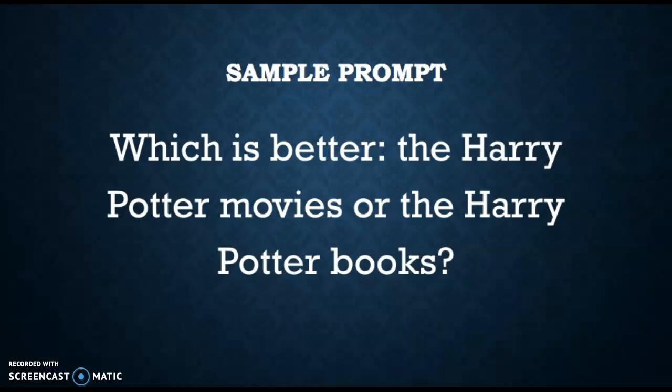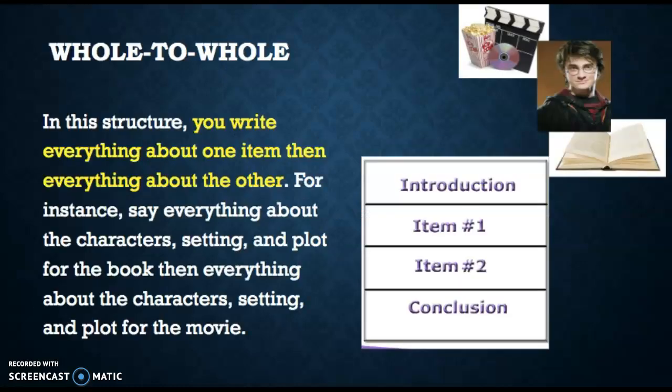So a sample prompt: which is better, the Harry Potter movies or the Harry Potter books? If I was going to do this and do whole to whole, I would literally write everything about one item and then everything about the other. So if you look right here, what I've done is I've said, okay, you could set your paper up in a way that the first paragraph is your introduction. Second paragraph is the item 1 focus. Third paragraph is item 2 focus. And the fourth paragraph is your conclusion.